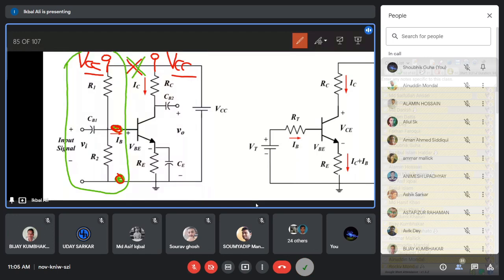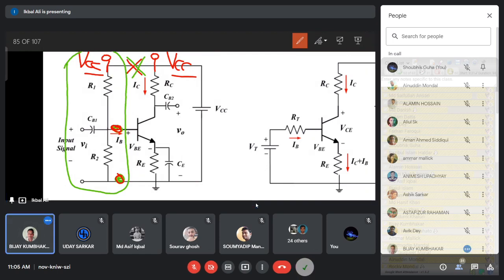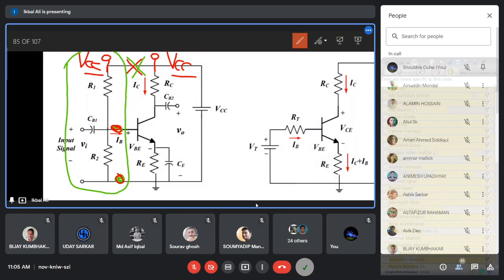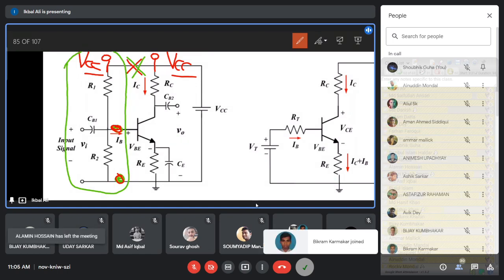And what will be the Thevenin resistance between these 2 points? R1 plus R2. Sorry sir, only R2 will be. No. R1 R2 by R1 plus R2. Very good. That is the parallel connection of R1 and R2. Okay.